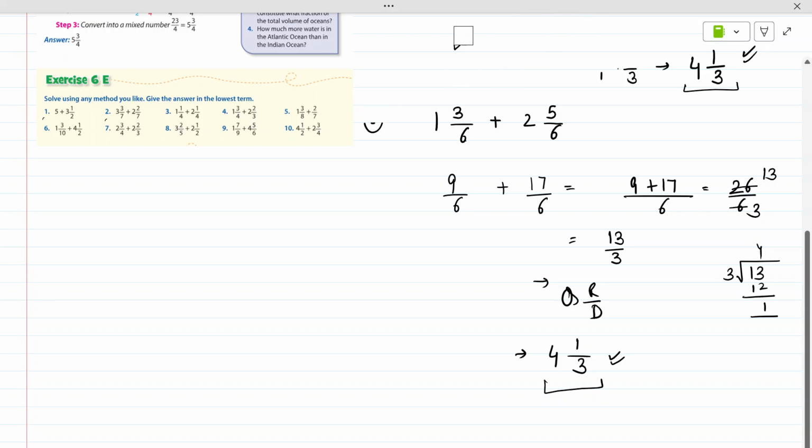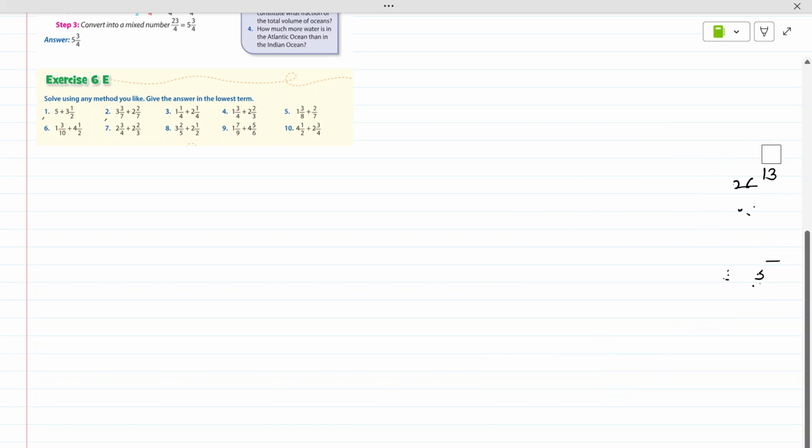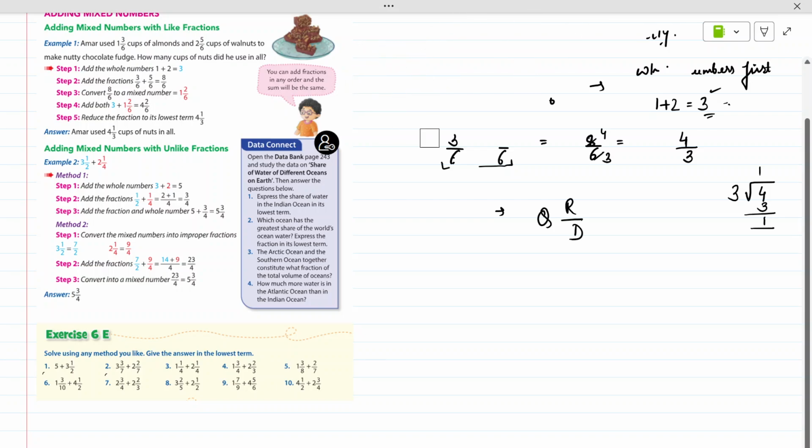Let us quickly do this exercise 6E, and here also in the question it is written that we have to solve the question and we can pick any method we want. So let us do one thing. Let us do a few questions with both the methods here. Okay, I'm just erasing this part quickly so that we can solve these questions here.